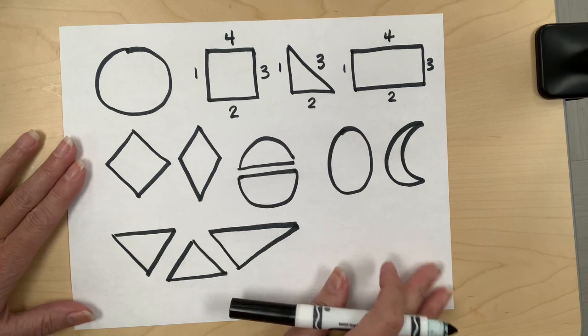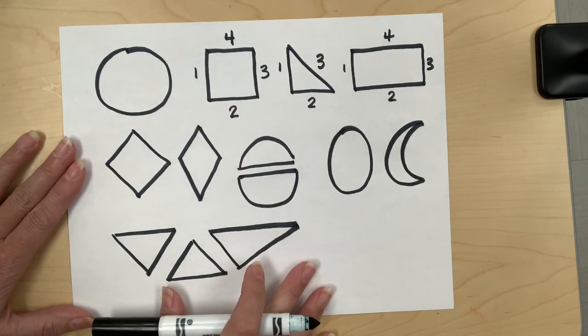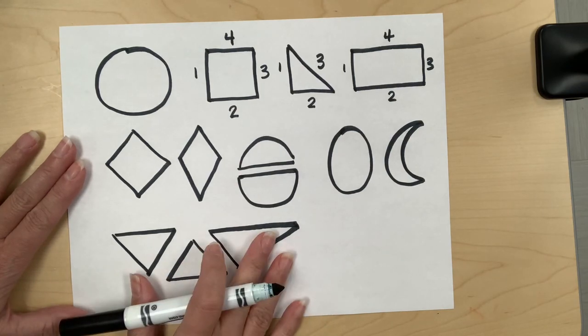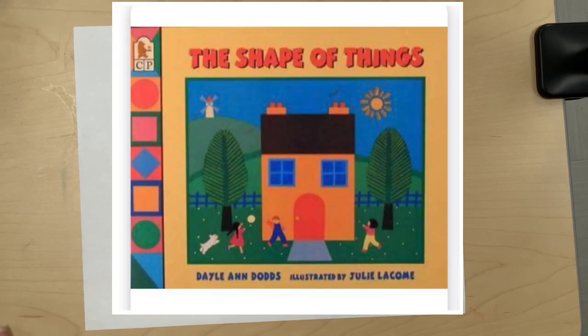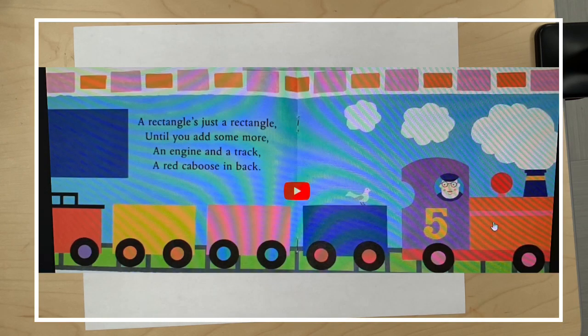Okay, now that we have practiced drawing our shapes, we're going to turn our shapes into something else, okay? All right. So in the book, The Shape of Things, there was a train made from shapes. Do you remember what shapes made up the train? I think rectangles, maybe squares, circles. So we are going to use those shapes and we are going to create a train.